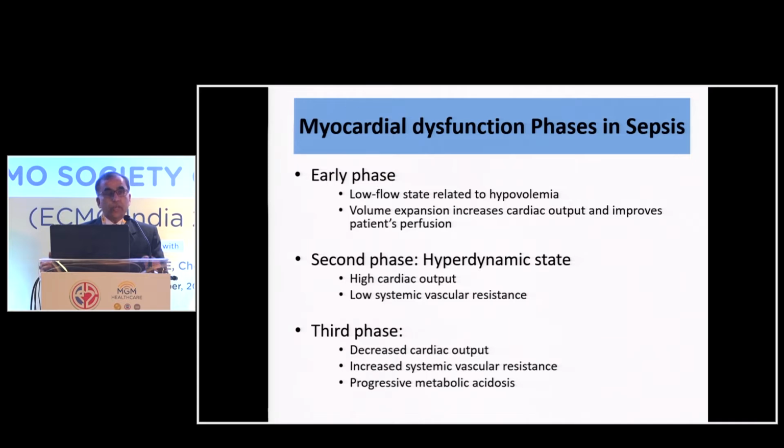So we give fluid and maintain the stroke volume and hemodynamics, and by volume expansion we maintain the patient. In the second phase, the cardiac output further increases, and there is a low systemic vascular resistance. This is the phase where we need vasoconstrictors to maintain the hemodynamics. And this is the third phase, which is important from the ECMO point of view, where there is decreased cardiac output and SVR is rising, and because of the poor tissue perfusion, there is worsening of lactic and metabolic acidosis. Probably this is the ideal situation when a person can be considered for ECMO.